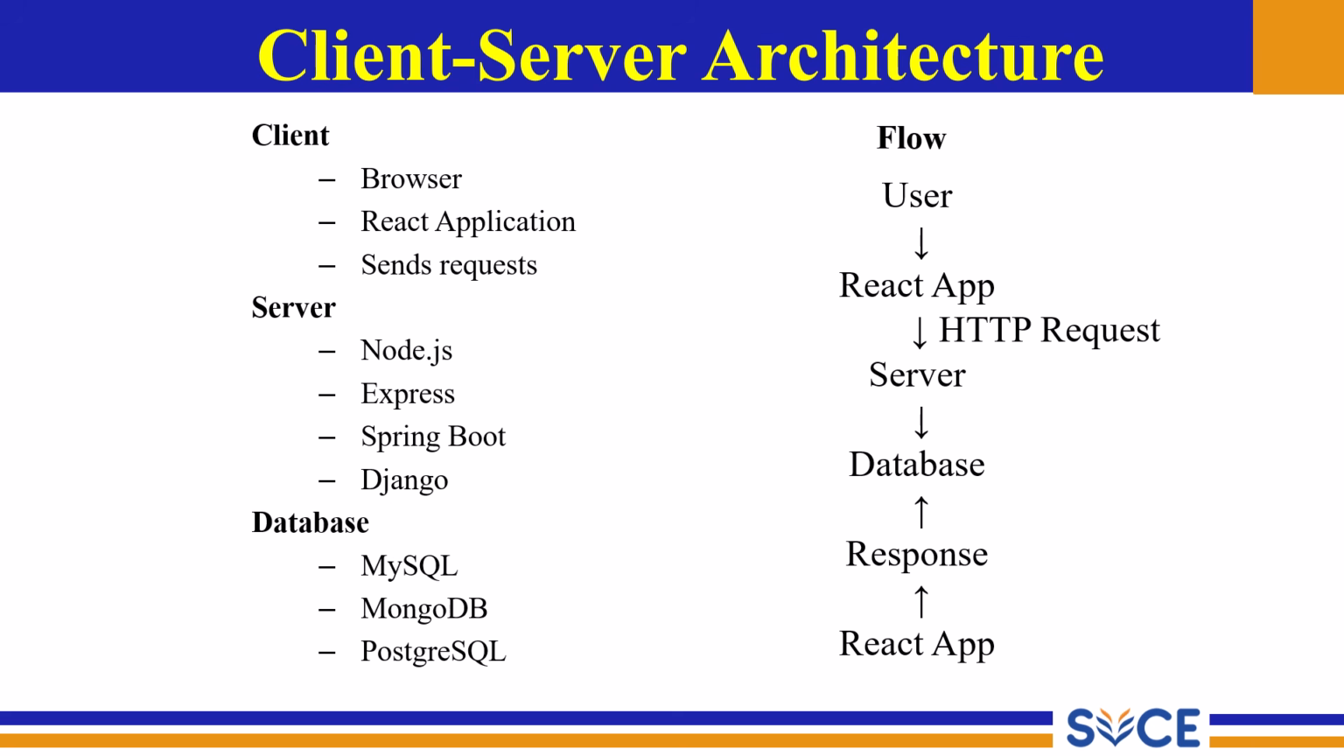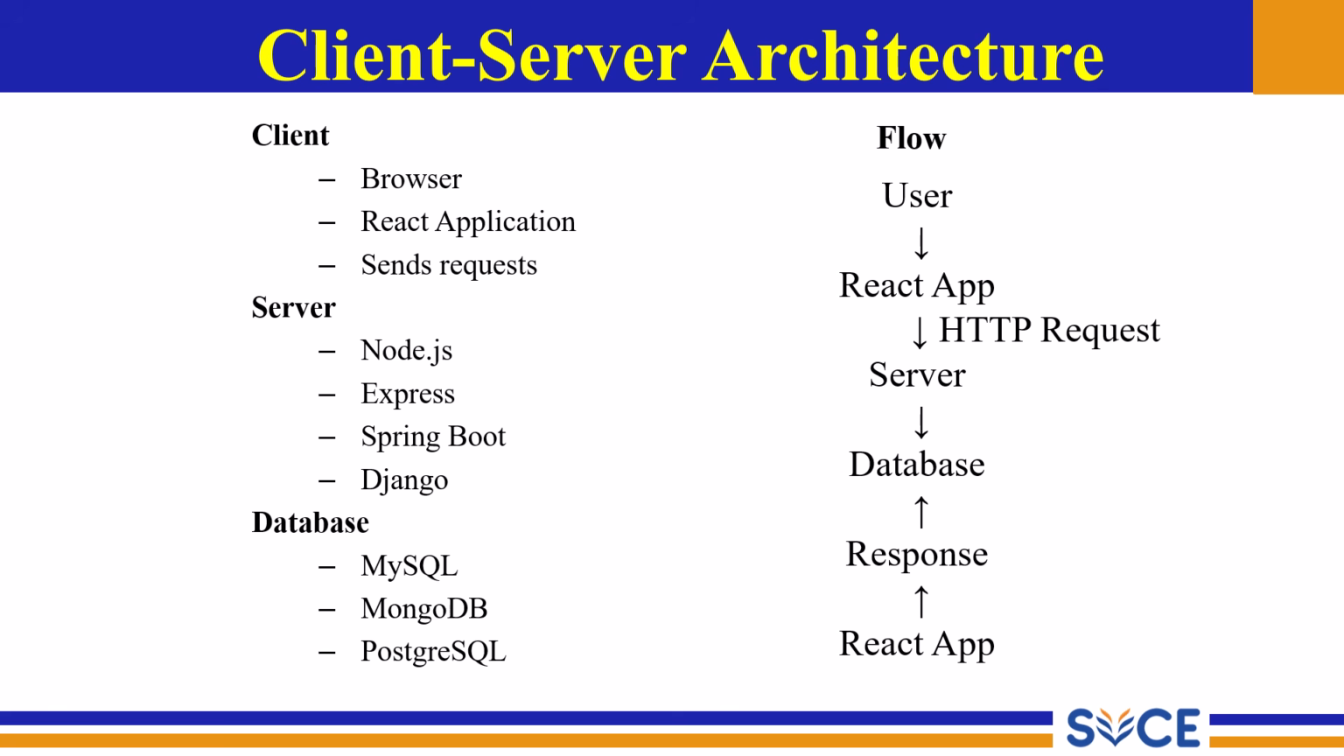Client server architecture. Now let's understand the client server architecture. First, what is a client? A client is any device or application that requests information. Examples include Google Chrome, Microsoft Edge, Mozilla Firefox, React application, mobile apps. When you open Amazon.com, your browser becomes the client. The client sends a request asking, "Please show me today's products."